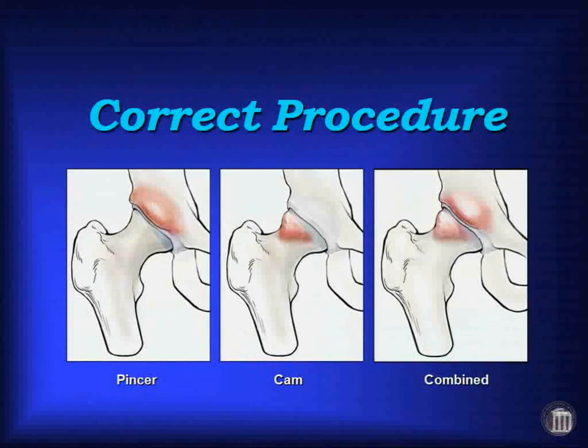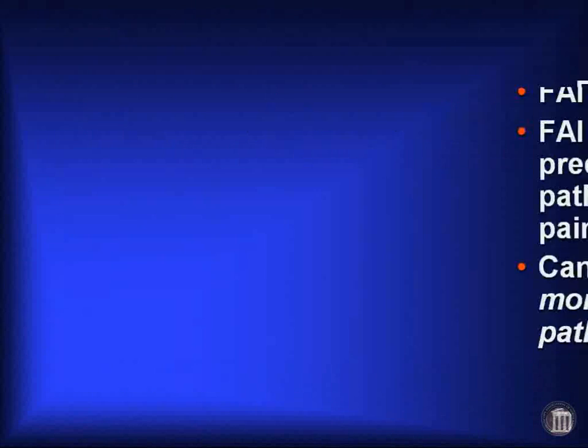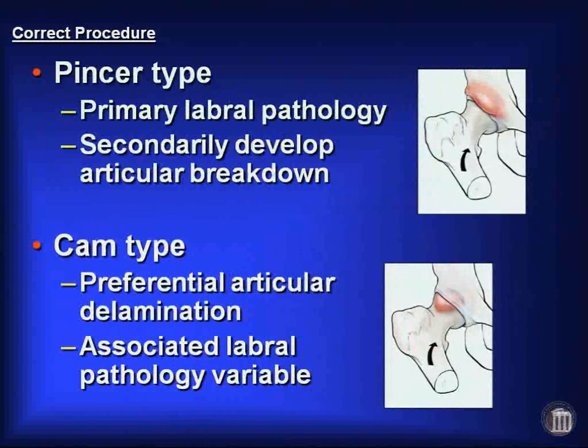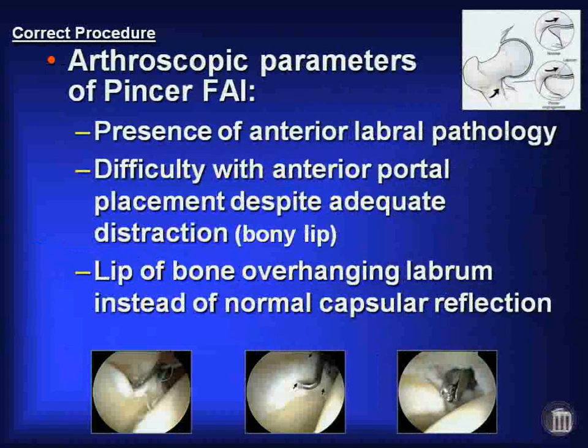You want to make sure you're doing the right operation, because impingement is not a cause of hip pain. Impingement is simply a morphologic condition that predisposes the joint to pathology that then becomes painful, and you can certainly have impingement morphology without necessarily having impingement pathology. We know that with pincer impingement, you primarily get labral damage and secondarily articular failure, and with cam impingement, you get articular failure first and then secondarily labral damage, and the arthroscopic findings are important in your treatment algorithm.